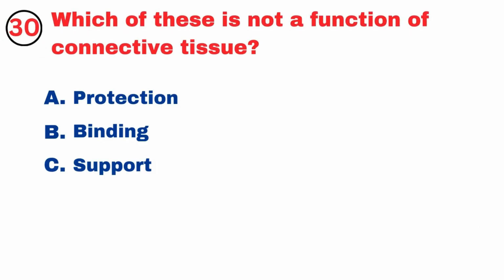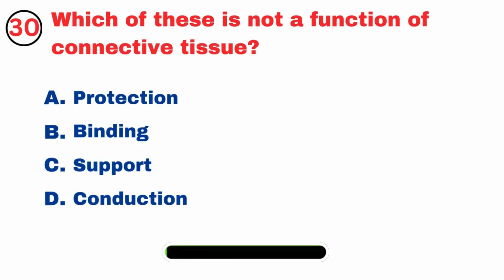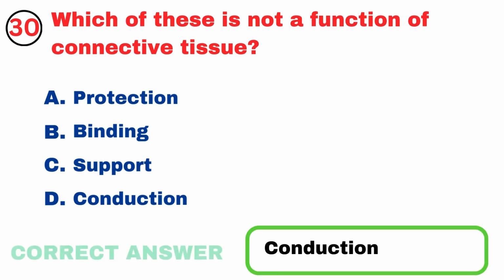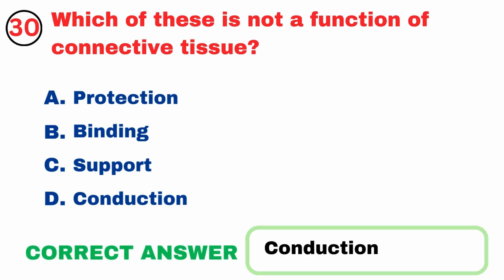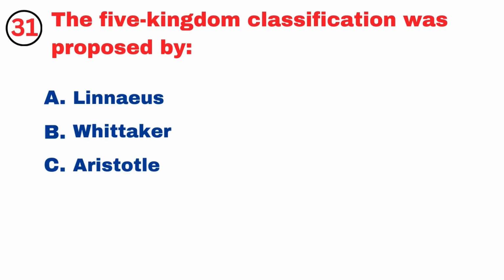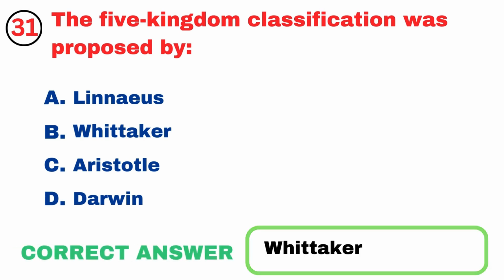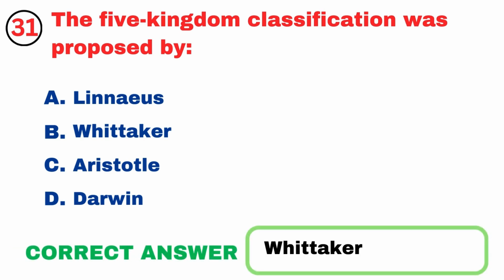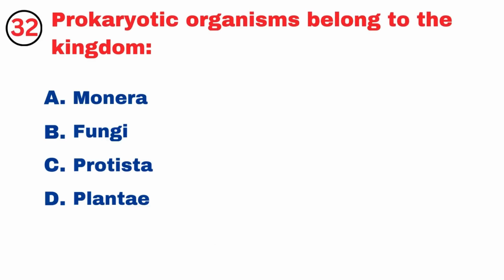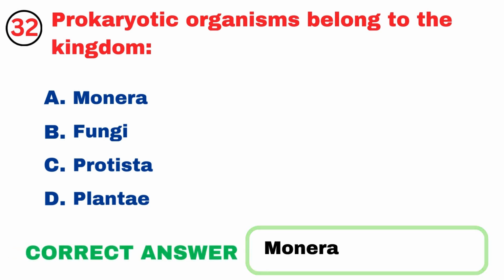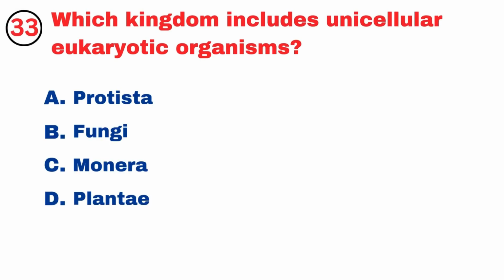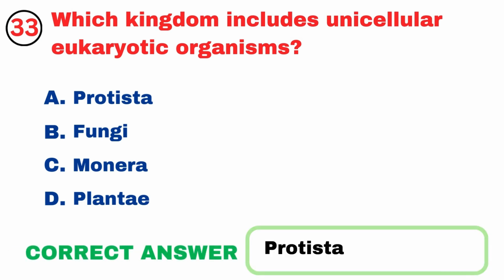Which of these is not a function of connective tissue? Conduction. The five-kingdom classification was proposed by Whittaker. Prokaryotic organisms belong to the kingdom Monera. Which kingdom includes unicellular eukaryotic organisms? Protista.